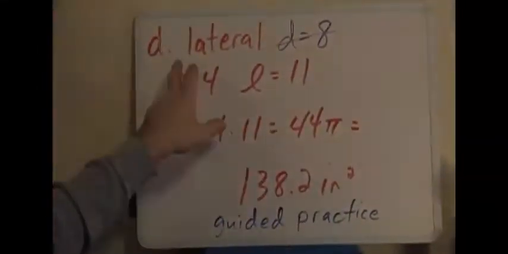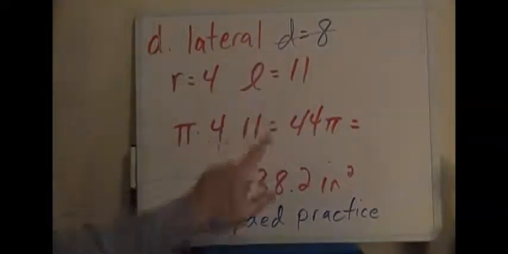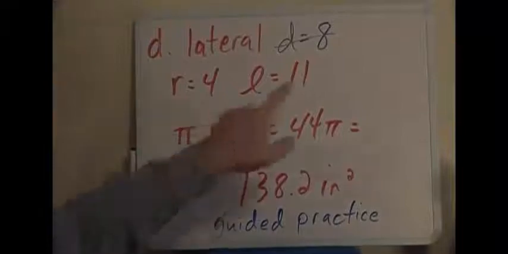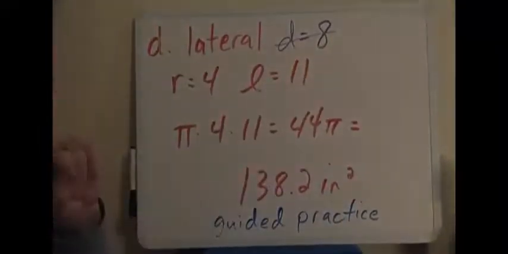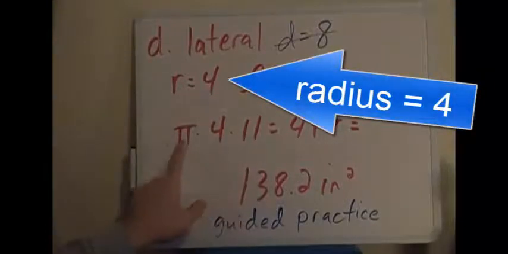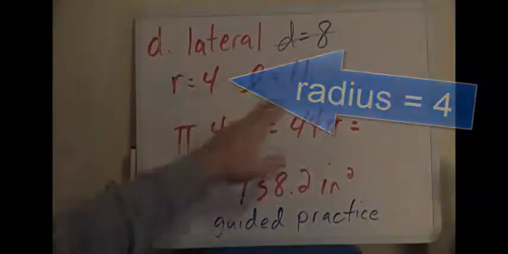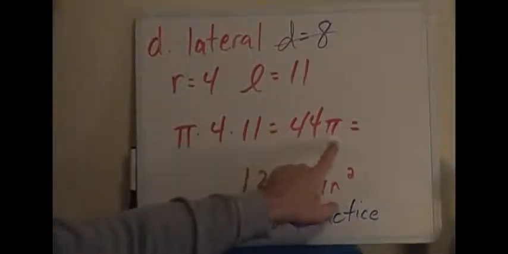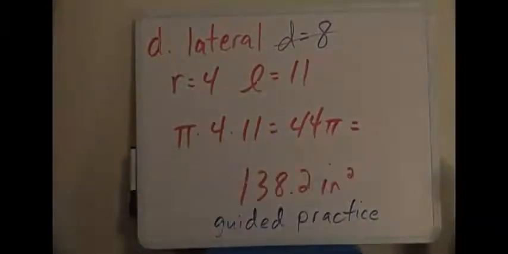And then problem letter D. Again, we're being asked for lateral only, so it's pi RL, just these three numbers. But they gave us a diameter of 8, so we need to reduce it to a radius of 2. And notice, once again, we can go pi times the radius times the slant height. But this is easy to do in the head. It's 44 pi, and 44 pi is 138.2 square inches in the calculator.